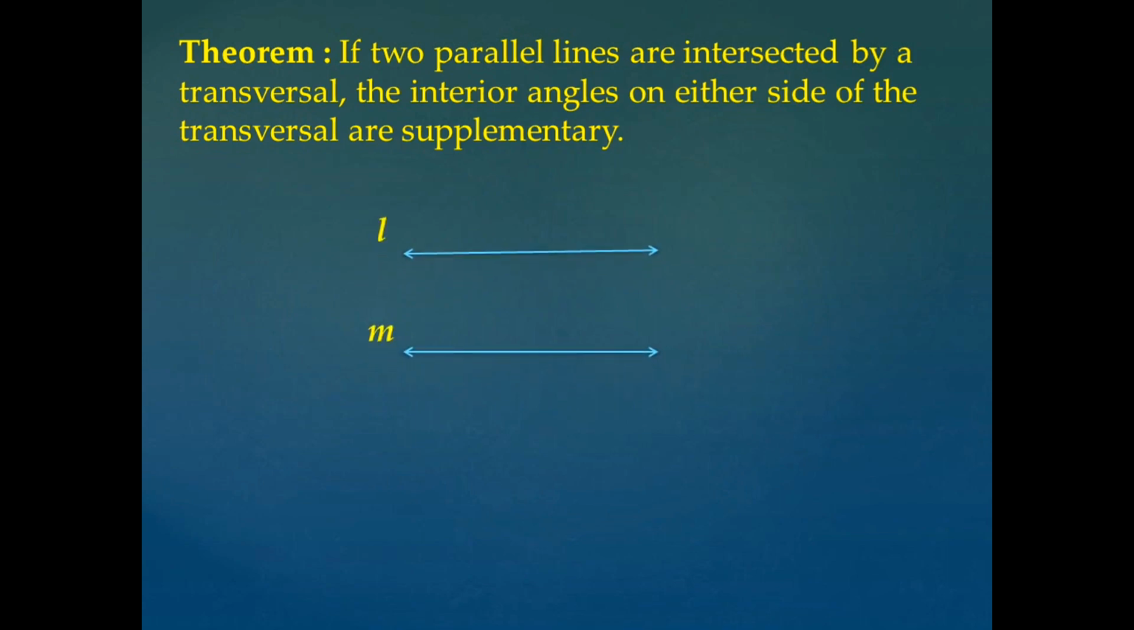For that, let us consider two parallel lines, line L and line M. These two lines are parallel. And if there is line N, which is a transversal of these two lines, then we have four angles, angle A, angle B, angle C and angle D, formed at two distinct points where line N intersects line L and M respectively. Here angle A and angle B are interior angles which are on the same side of a transversal.